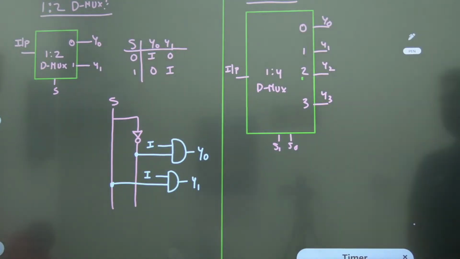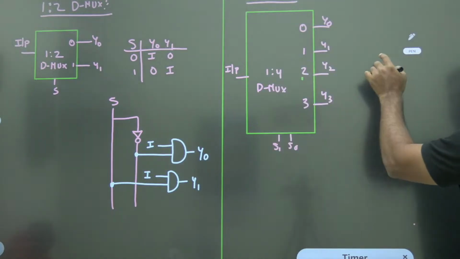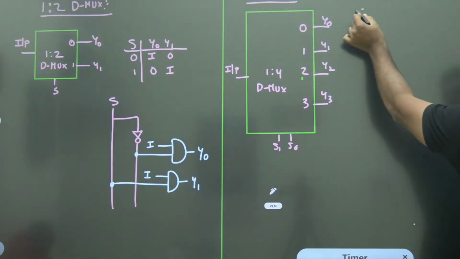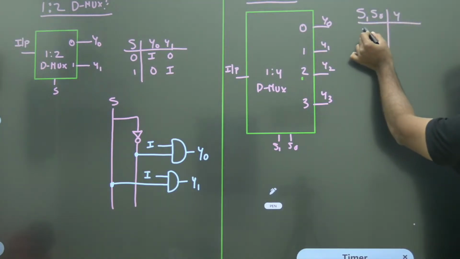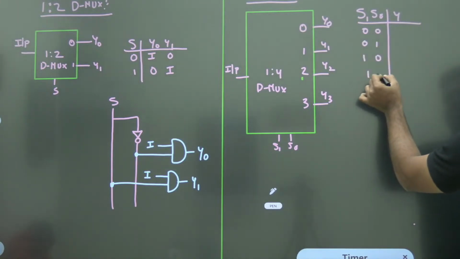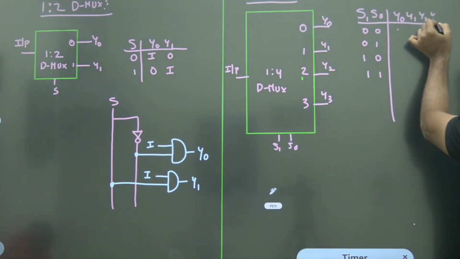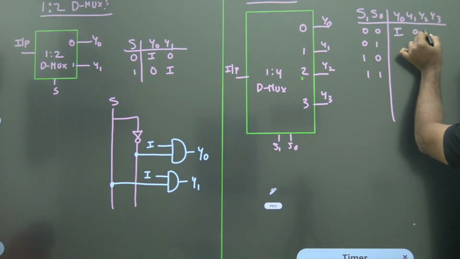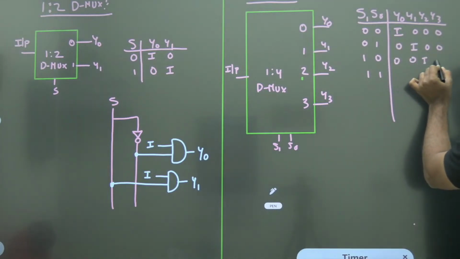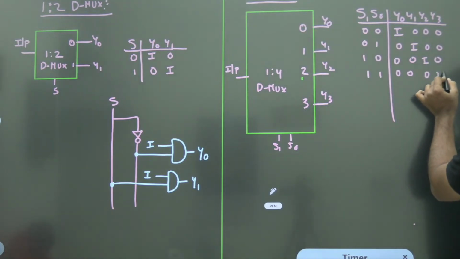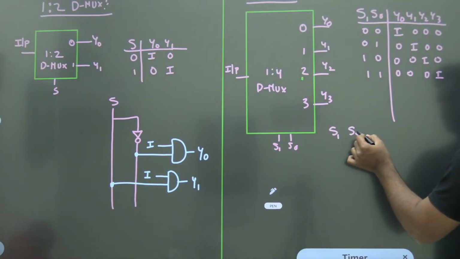The same way, you have two selection inputs, S1, S0, and one input, with 0, 0, 0, 1, 1, 0, 1, 1, and Y0, Y1, Y2, Y3, four output lines. So the input is transferred to any one of them based on the selection we have done. So the design will be like this: S1, S0.